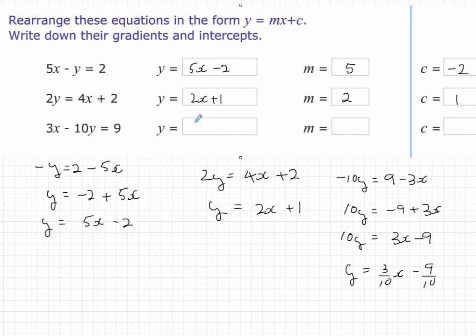So the equation here is going to be 3x, right, we can do it as a decimal actually, so we can make it 0.3x minus 0.9, that should do the trick. So the gradient here is 0.3, and we can write this as minus 9. Sorry, I made a mistake. That should be minus 0.9. It's done as decimals.